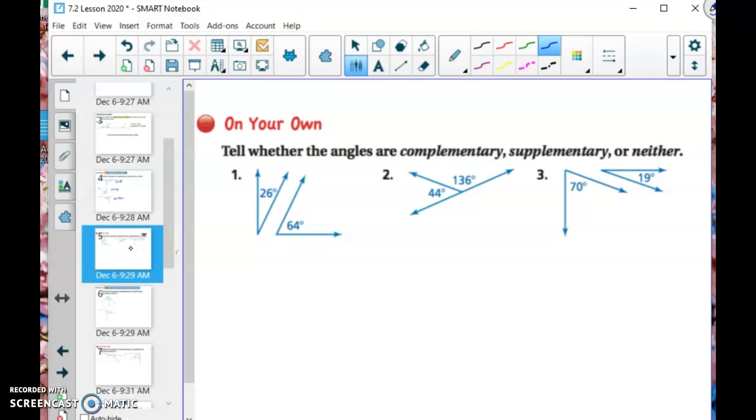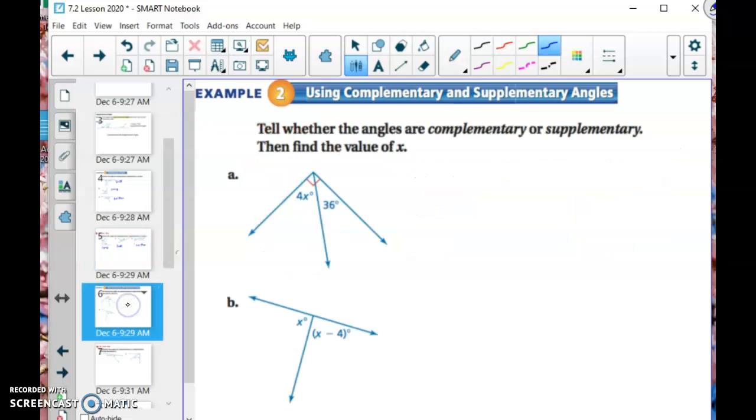Number one, you should have gotten complementary because those two sum to 90 degrees. Number two, you should have gotten supplementary because those two sum to 180 degrees. And number three, you should have gotten neither because they sum to 89 degrees, which makes them neither complementary nor supplementary.